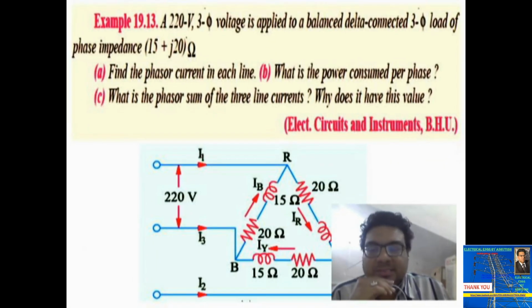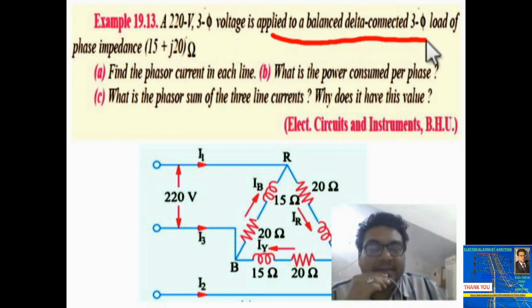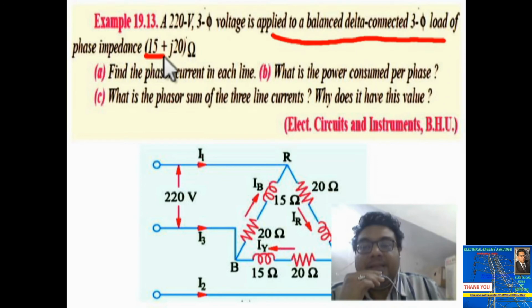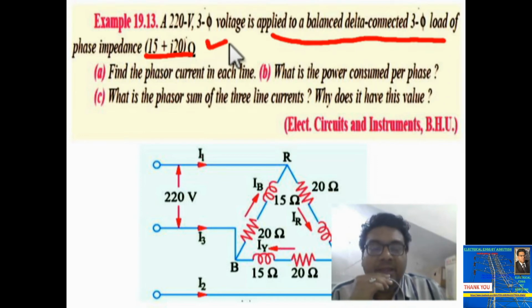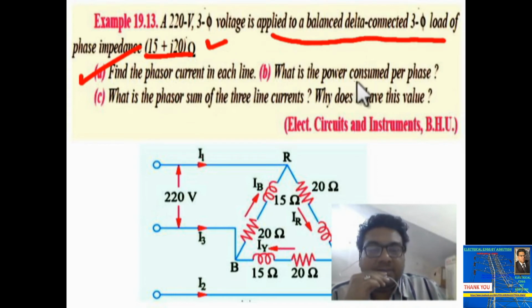Okay guys, now see the problem related to delta circuit. Let's read the question. A 220 volt 3-phase voltage is applied to a balanced delta connected 3-phase load of phase impedance 15 plus j20 ohm, and we have to find the phasor current in each line, what is the power consumed per phase, what is the phasor sum of 3 line currents, and why does it have this value.